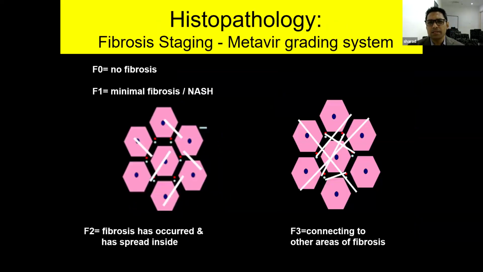Now, histopathologically, the fibrosis grading is done by what is called the METAVIR grading. F0 is no fibrosis and F4 is advanced fibrosis, cirrhosis. F1 is a stage where there is more inflammation and very little fibrosis. Stage 2 is when fibrosis is now spreading within the hepatic lobule. F3 is when the fibrosis starts extending into the portal triad.